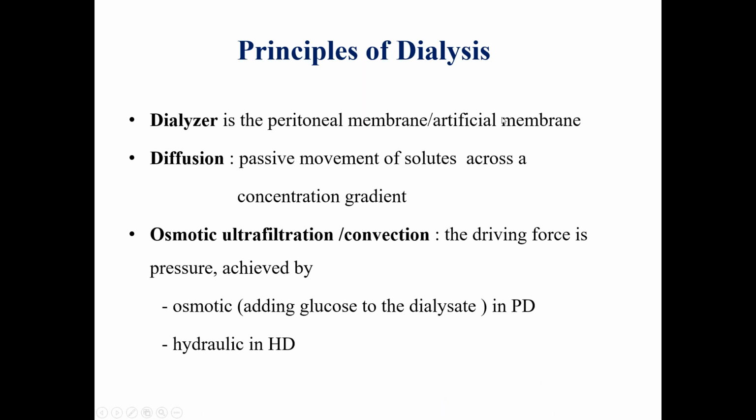Now, if you look at the principles of dialysis, they are actually similar for both hemo as well as peritoneal dialysis. The dialyzer membrane in peritoneal dialysis is the peritoneal membrane, whereas the dialyzer is an artificial membrane when we do hemodialysis. I'll be showing the circuits of each of these in the later slides. And we know that passive movement of solute occurs across the membrane by diffusion in both PD as well as hemodialysis. And for ultrafiltration, that is for fluid removal, we either do an osmotic ultrafiltration in peritoneal dialysis by adding an osmotic agent like glucose to the dialysate, whereas the driving force is the hydraulic pressure when we are trying to do hemodialysis in these patients.